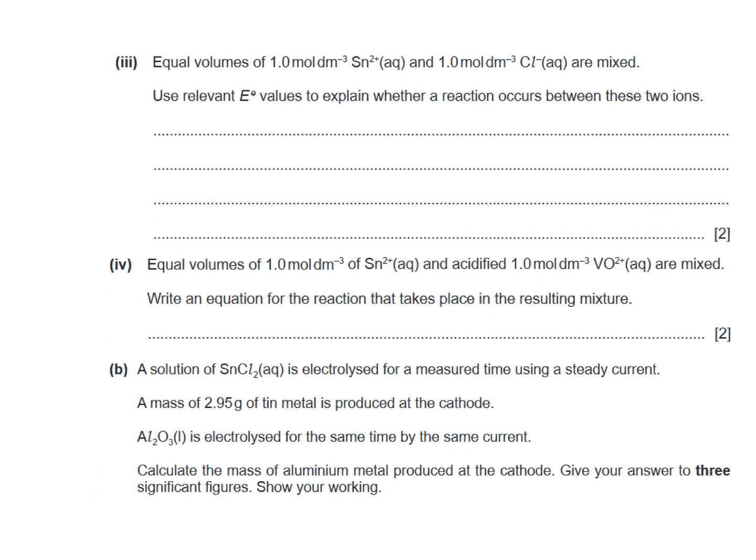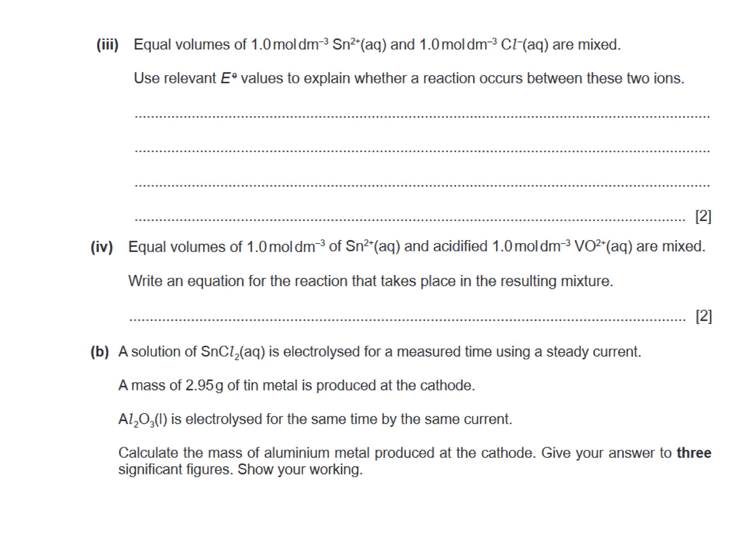Okay, equal volumes of 1 mole per dm cube Sn2+. Now this question is going to bring your thought process alive. So equal volumes of 1 mole per dm cube Sn2+ and 1 mole per dm cube Cl minus are mixed. Use relevant E naught values to explain whether the reaction occurs between these two ions or not.